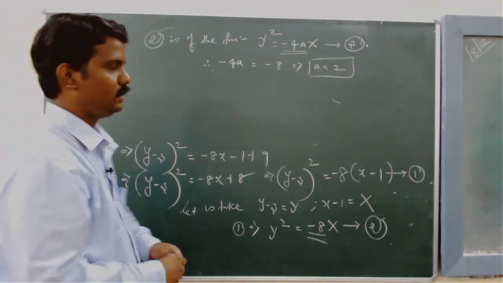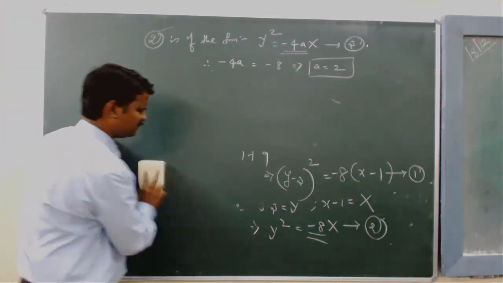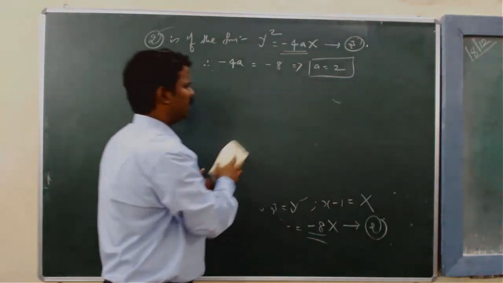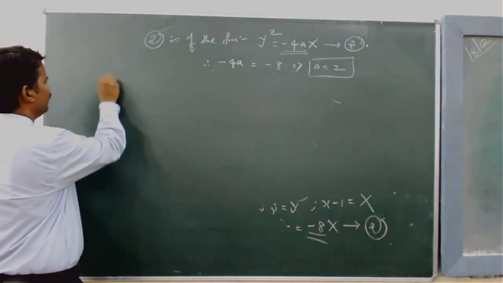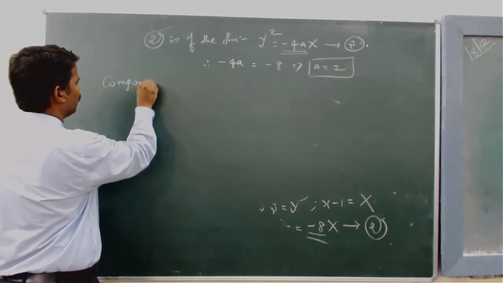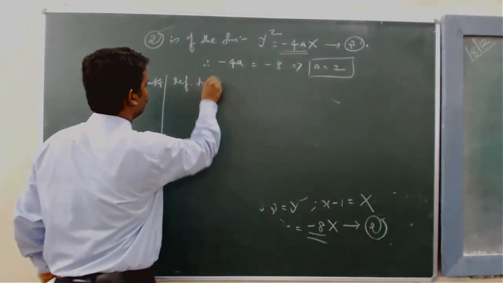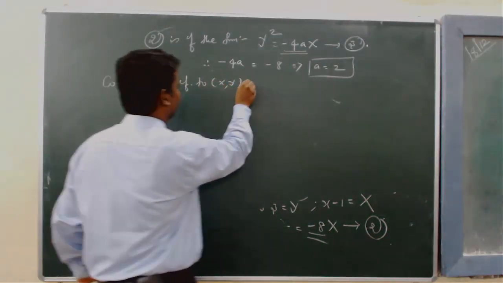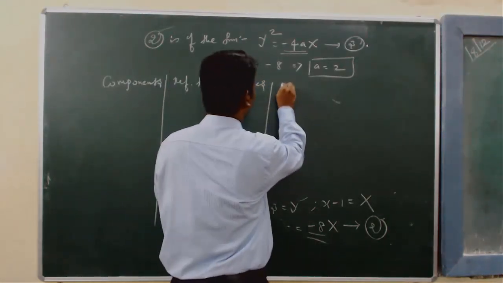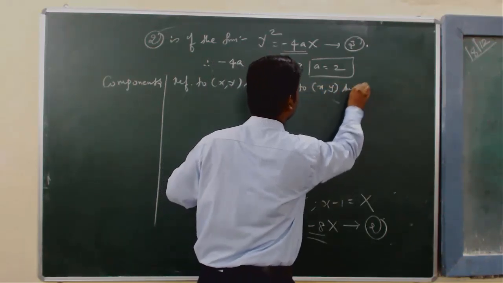Right? Now next, see here, you have to draw a big tabular column and write like this: components. Write. Refer to capital X, capital Y axis and refer to small x, small y axis.